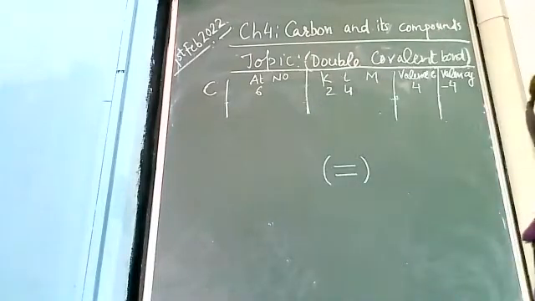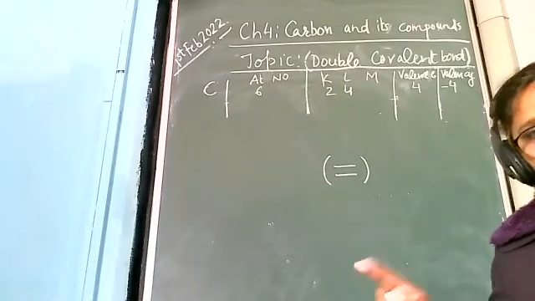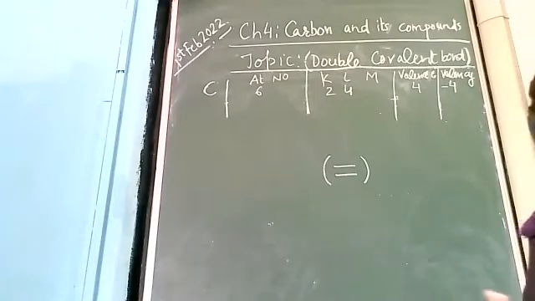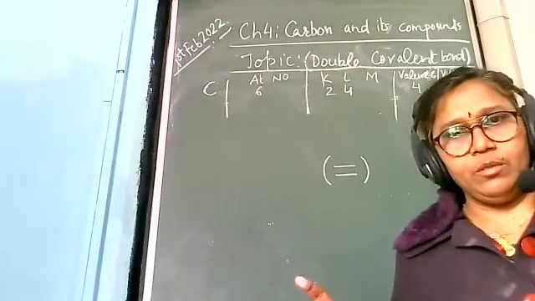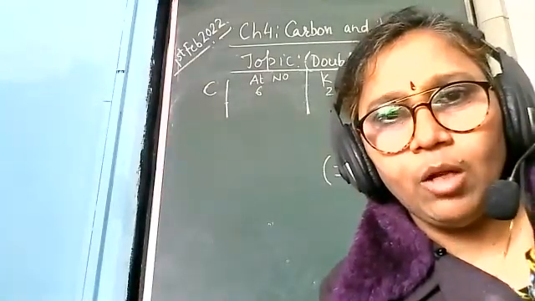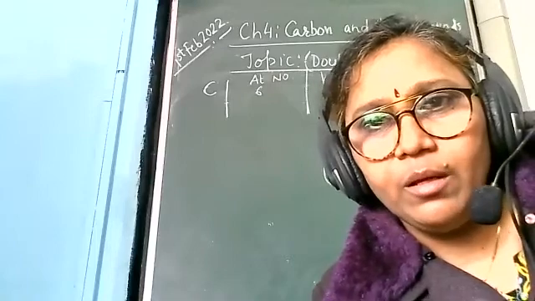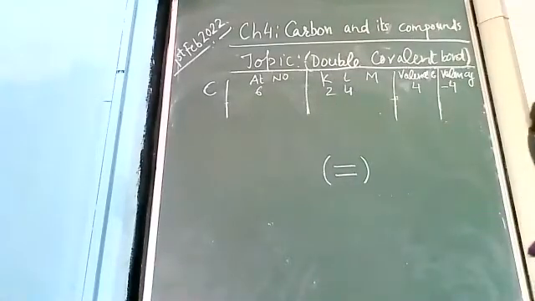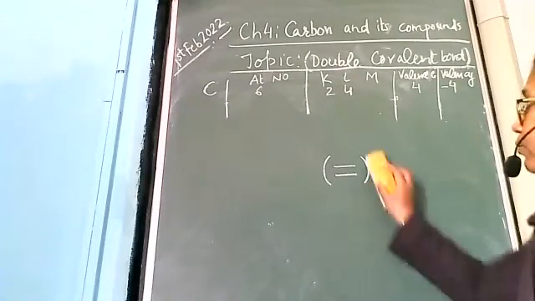So this is known as a double covalent bond, and the compounds formed by double sharing, or a double pair of sharing of electrons, are known as double covalent compounds, right? Clear? Now we will do some more examples. We have done the example of oxygen. Today we are moving towards the formation of the carbon dioxide molecule, right?